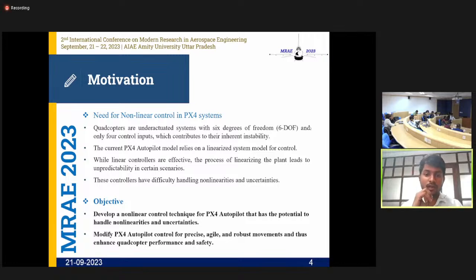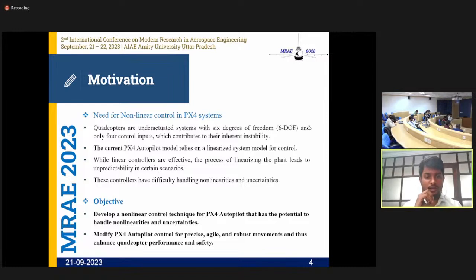So as I told you, it's an underactuated system with six degrees of freedom, which makes it more unstable. So we have to design a nonlinear controller, because when we linearize, we neglect some higher-order terms. Because of that, scenarios can arise during your operations in which some uncertainty comes in, and you can't control your quadcopter efficiently, and you will not be able to achieve your goal.